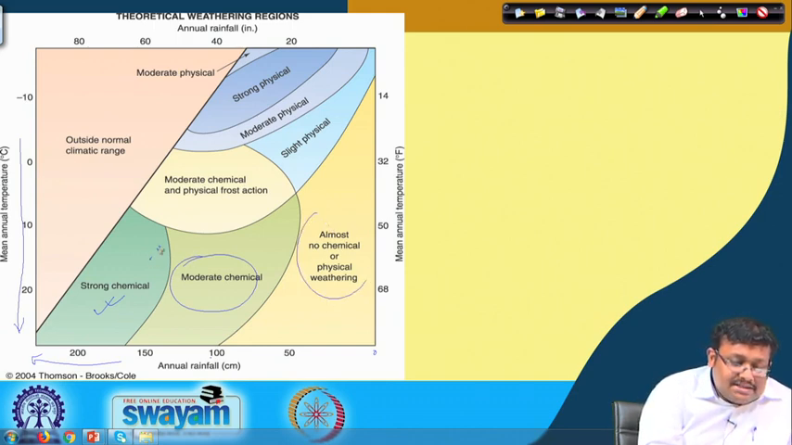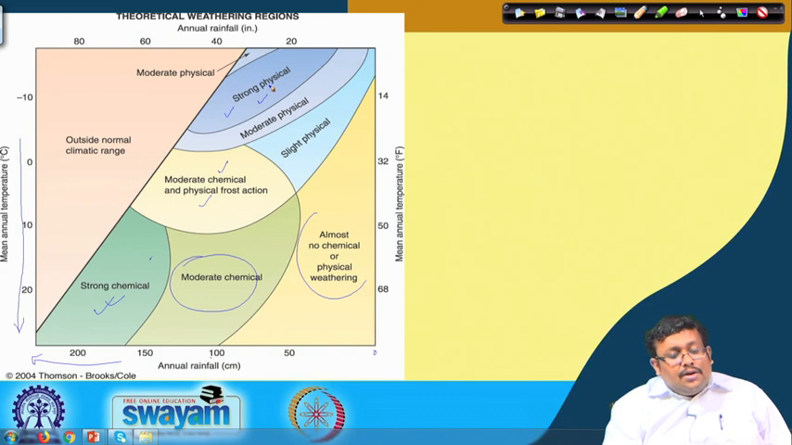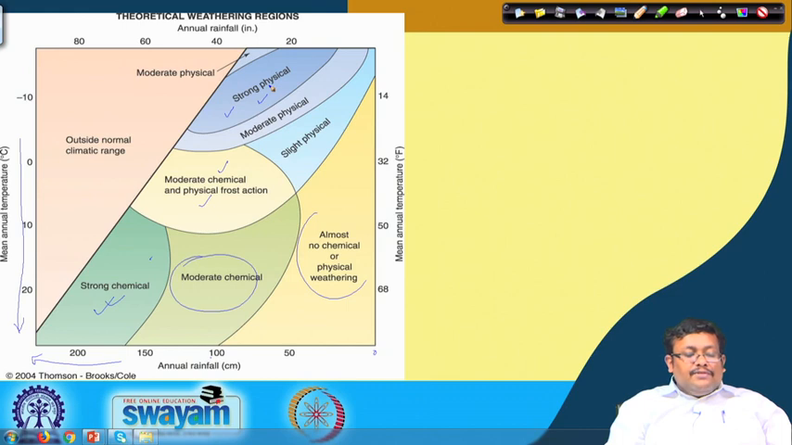So, as you go from this area to this area, obviously there will be moderate chemical weathering and physical frost action, because it is near 0 degree centigrade where frosting basically occurs. And when we go from this region to this region, due to the extreme temperature of -10 degree centigrade, there will be strong physical weathering. So, this chart gives us an overview of in which climatic condition or climatic combination physical weathering or chemical weathering is prevalent.